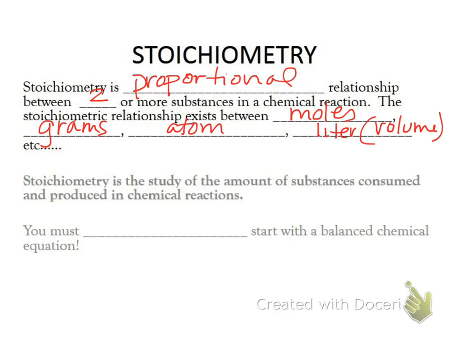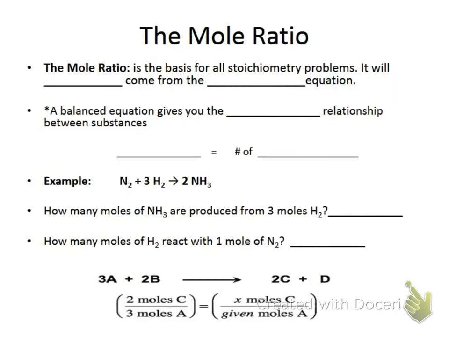You must write it big and bold, always start with a balanced chemical equation, because the balanced chemical equation is going to give you that mole relationship between anything in the balanced equation, okay? And that's going to be involved in every step of a stoichiometry problem. It's going to have a mole ratio. So what is the mole ratio? It is based on the balanced equation, so it always comes from the balanced equation.